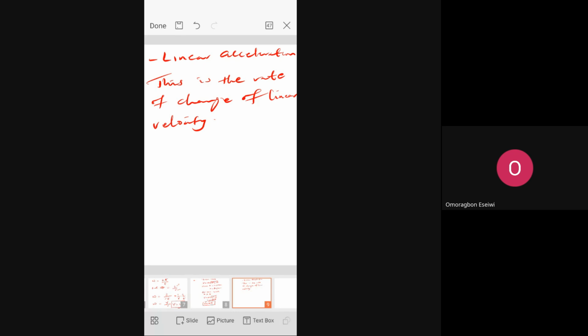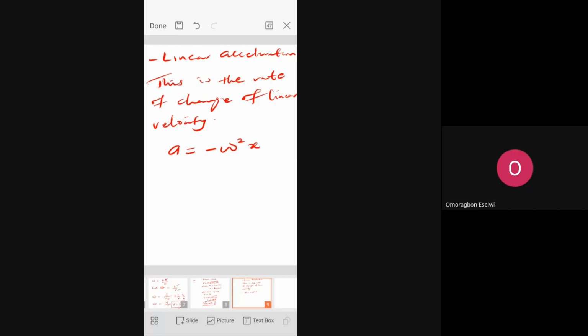So we said that the linear acceleration, once again, is the rate of change of linear velocity. And how do we calculate linear acceleration? It can be calculated with this formula: a is equal to minus omega squared x.